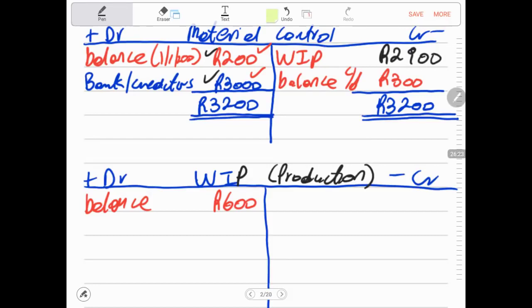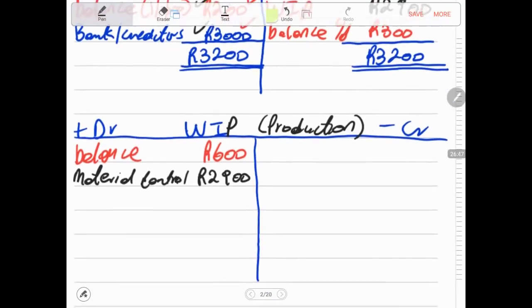And I know that material worth 2,900 has to go to the debit side of the work in process. This is 2,900. And the contra entry will be material control, or even if you say direct material, the contra entry will be material control or direct material. So now this is the material that was issued into the production department.